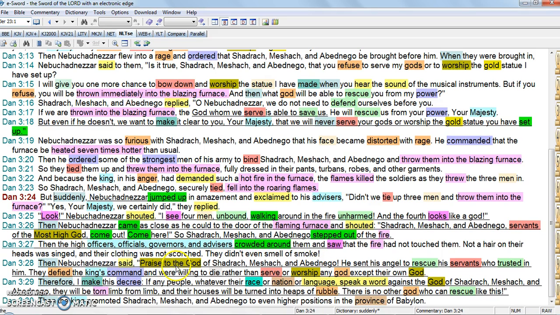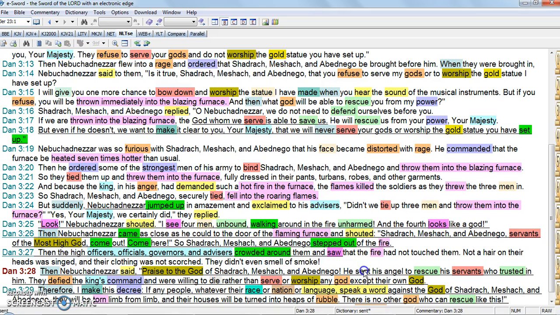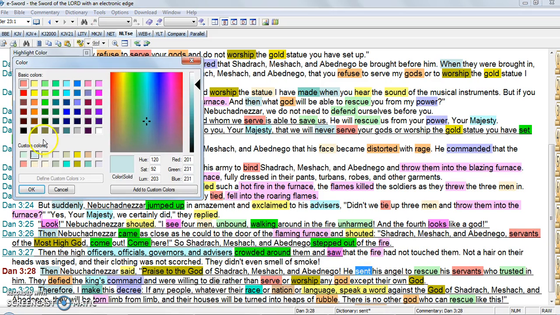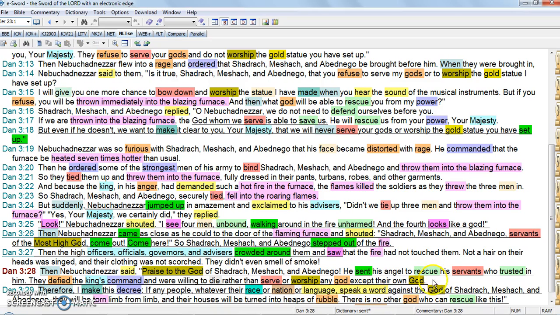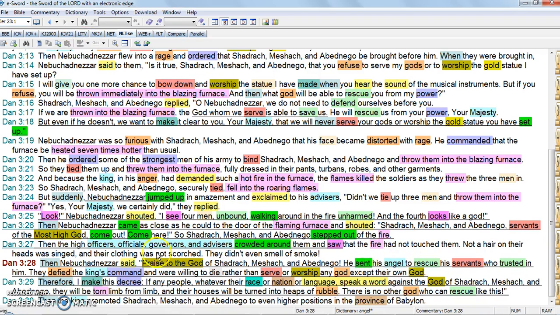Then Nebuchadnezzar said, "Praise to the God of Shadrach, Meshach, and Abednego. He sent his angel." Now here's another word that I missed, and this is a good reason. You just keep on missing these words, and you go back and forth. Here's another one. See, here's a title, but now this title is in contrast to these. "God sent his angel to rescue his servants who trusted in him.